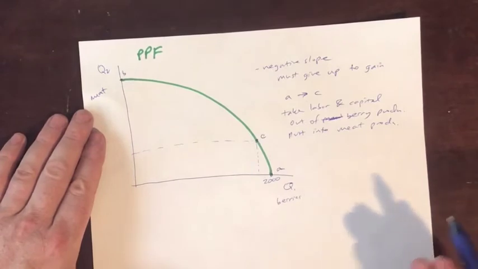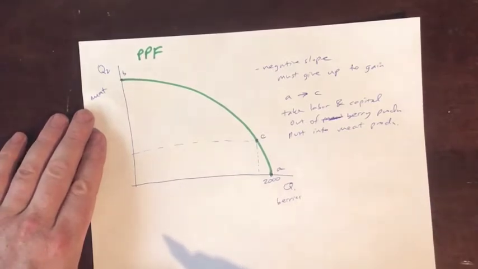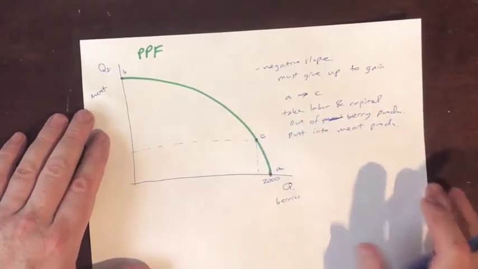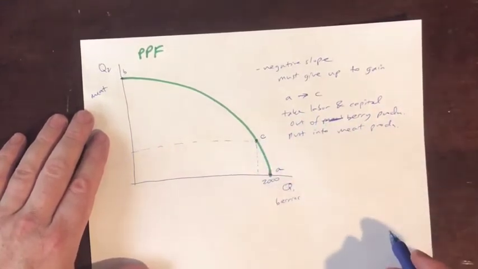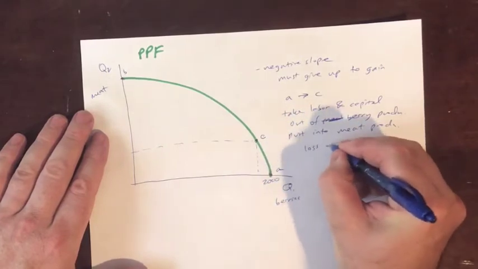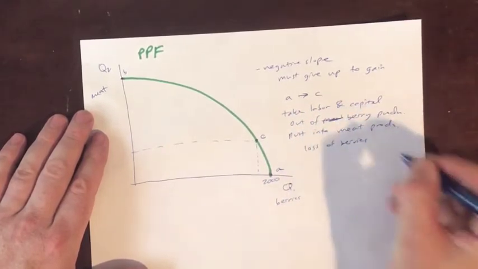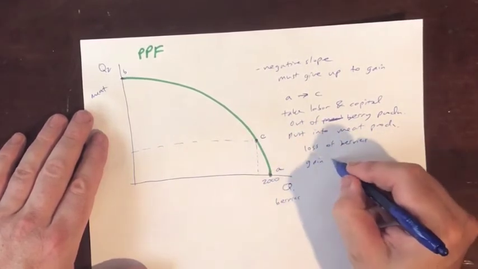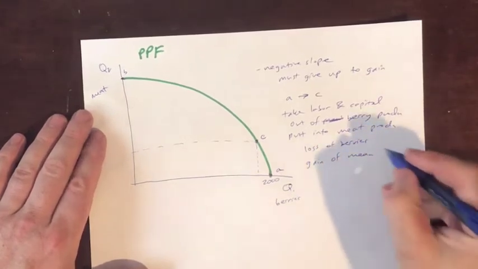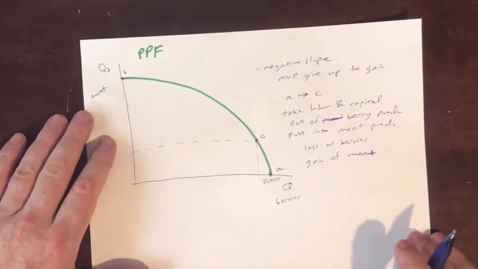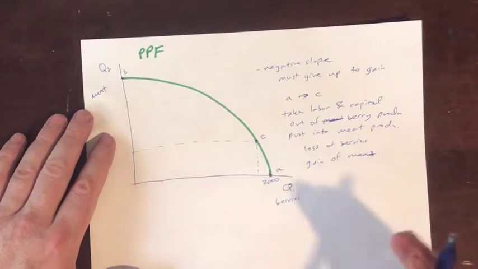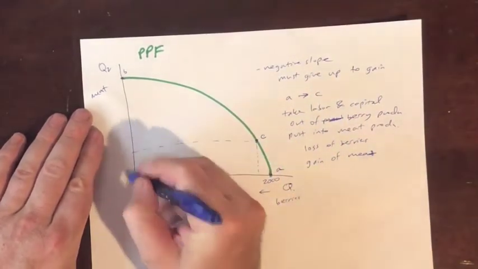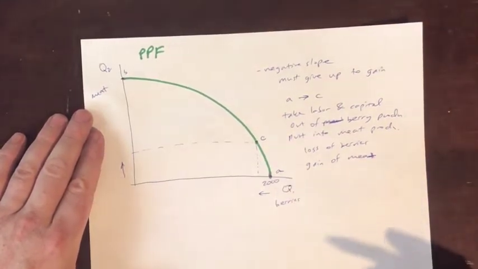And so if we take out some labor and capital, assuming that the level of technology is unchanged, well, then there's going to be a loss. So we are going to have a loss of berries. And of course, on the plus side, we'll have a gain of meat. Loss of berries, gain in meat. Now, this produces a negative slope, because we're going up on one side, but down on the other side.